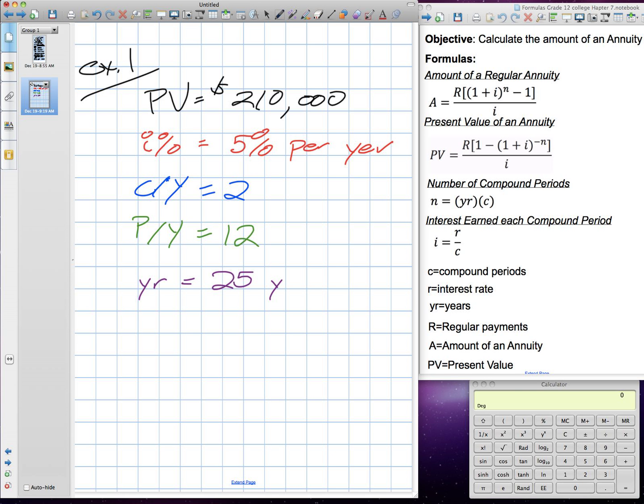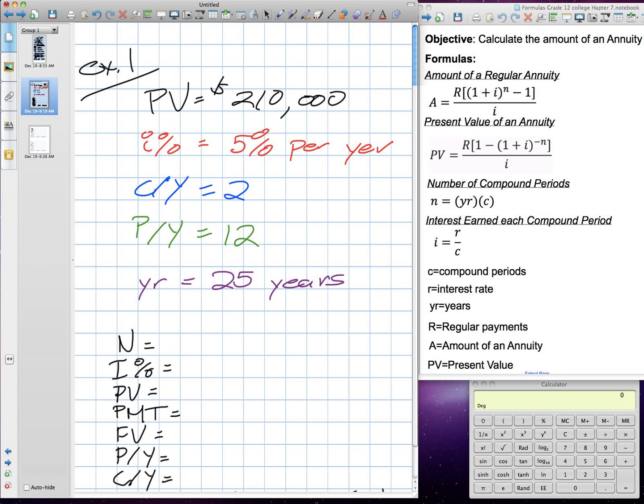So, in other words, their years. It says they would like to pay this off in 25 years. Okay? Very important piece of information. So, we're going to put down an interface of what our calculator looks like, and we're going to decide what numbers to put in order to solve.